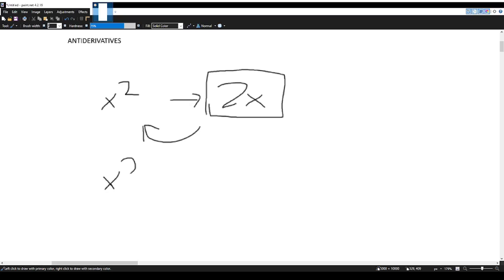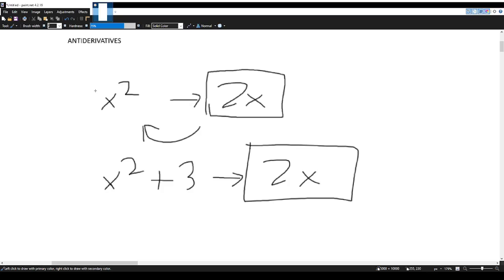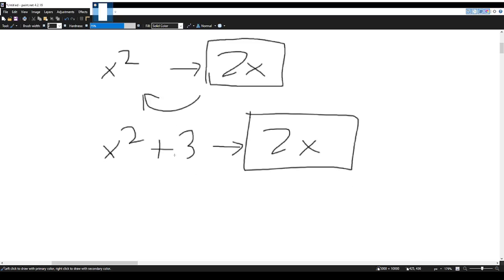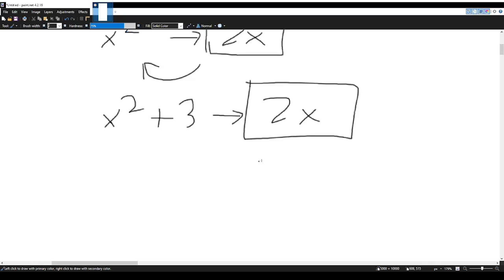The derivative of x squared is 2x, but the derivative of x squared plus 3 is also 2x. So really, if I just give you 2x and ask what function I found the derivative of to get this 2x, there's an infinite number of possibilities. It could be x squared, x squared plus 3, x squared plus 4, really x squared plus any constant. So when we do anti-differentiation, we like to add a plus c, so the antiderivative of 2x is x squared plus c.